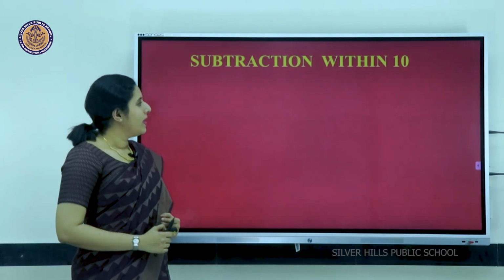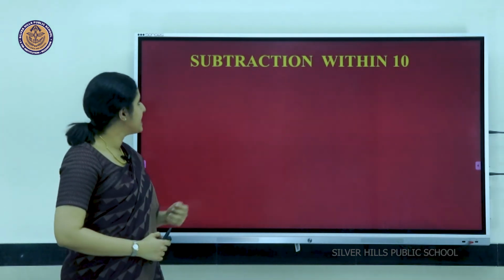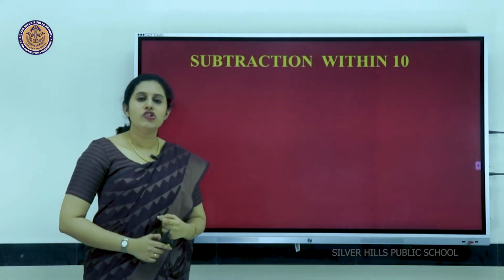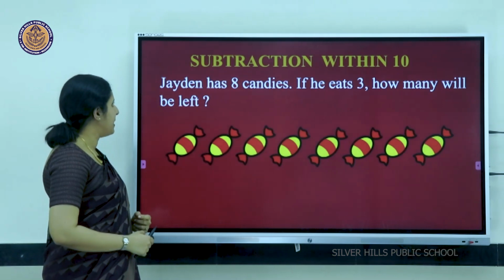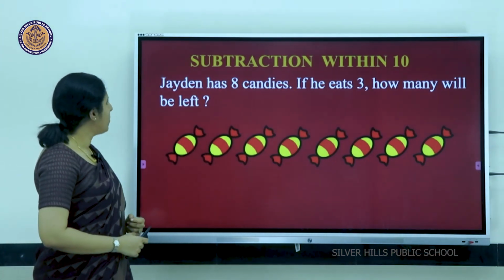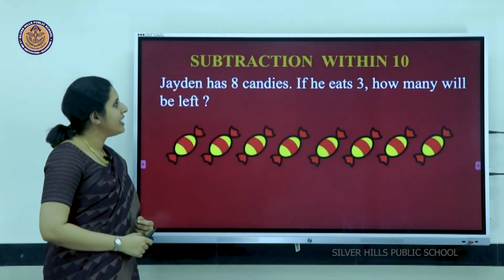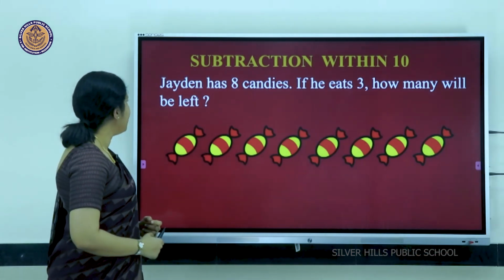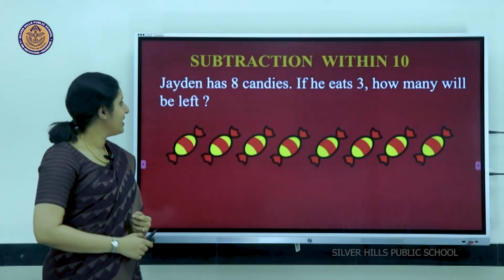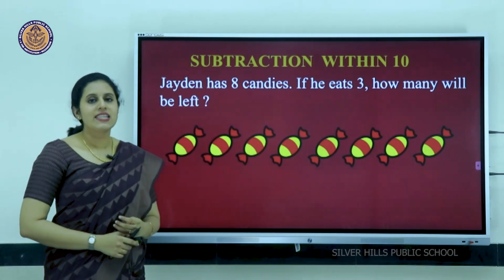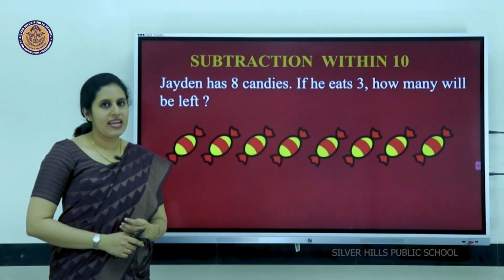Now, before we begin learning this part of the chapter, let's quickly revise subtraction within 10, which you have already learned in previous chapters. Let's do that by looking at an example here. So, let's see the question on the board. Jayden has 8 candies. If he eats 3, how many will be left? So, that is the question here, and you can see candies on the board, right? Yes, 8 candies. Jayden has 8 candies. From that, he eats 3 candies.